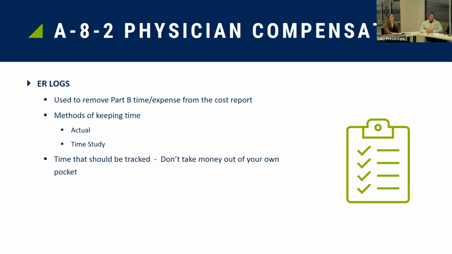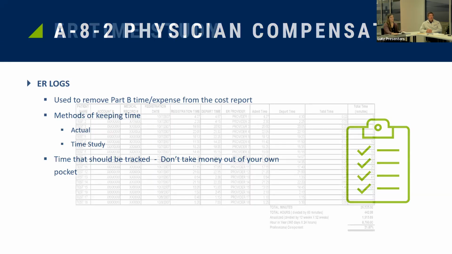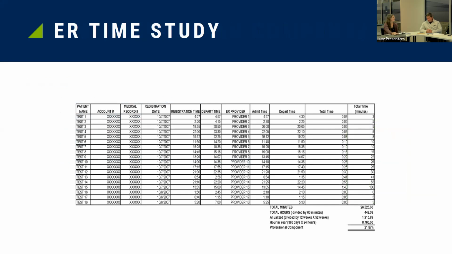There's a couple different ways of tracking this. You can do actual, which basically would be tracking every single hour and patient coming in and out of the ER, or you can do a time study. If you're doing a time study, I don't know that we have any specific huge examples, but make sure you are following your accepted time study, that it has been submitted to the government, to WPS, Novitas, whatever the case might be, that it is approved, and that you're using the prescribed weeks that you requested. And again, the time that should be tracked is those three items that I mentioned before.